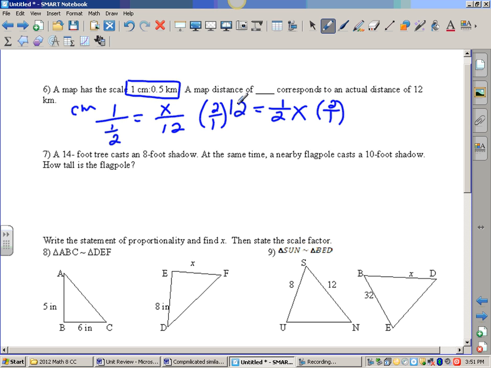2 times 12 is 24 over 1, so we're just going to put 24x. So our answer is, what is the actual distance of 12 kilometers? Well, the corresponding to 12 kilometers would be 24 centimeters.